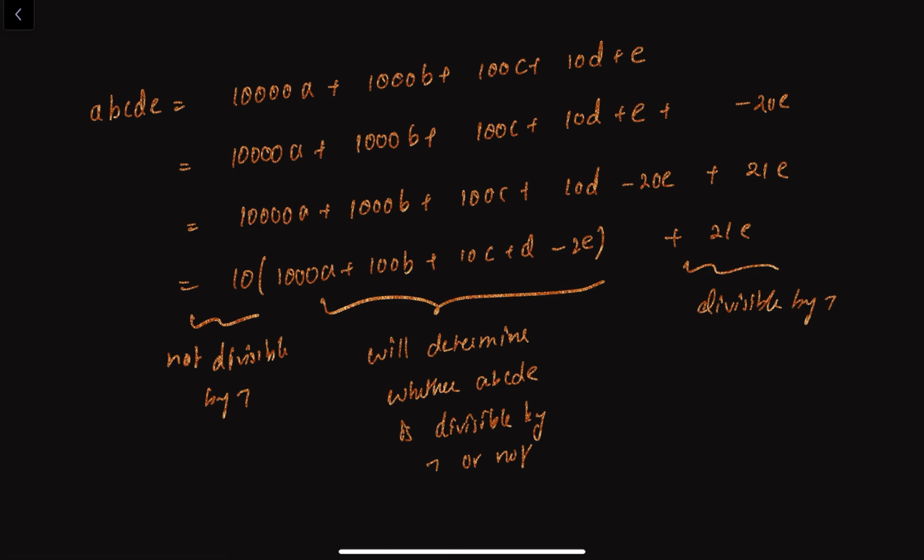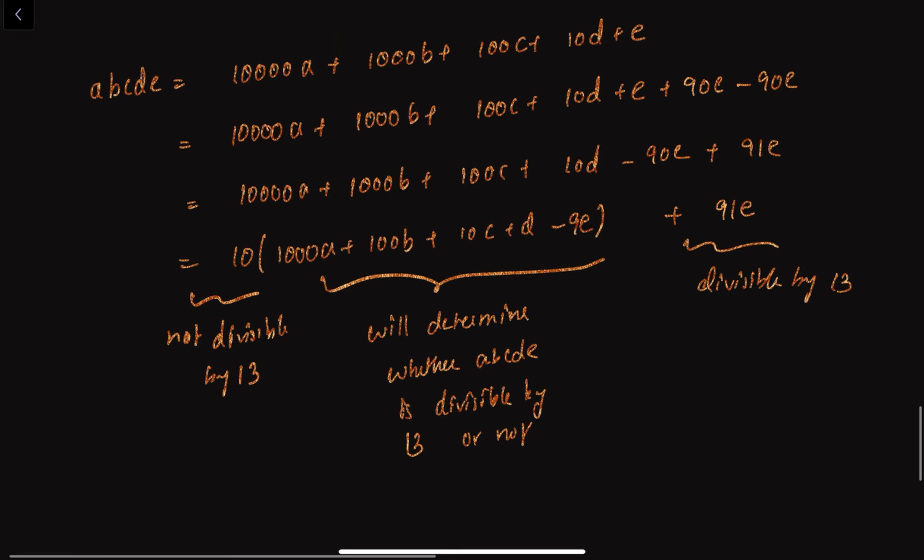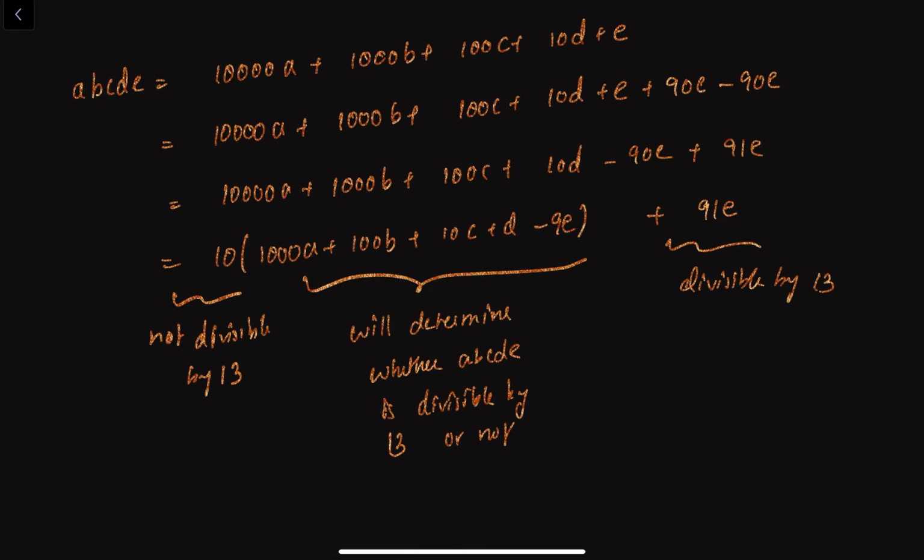So for 13, we can just add and subtract 91E here. So this will become minus 90E plus 91E, so this becomes minus 9E and this becomes 91E. This 10 is not divisible by 13 and this 91E is divisible by 13. So 1000A plus 100B plus 10C plus D minus 9E, if that part is divisible by 13, then this entire number A, B, C, D, E will be divisible by 13. So for 13, A, B, C, D minus 9E must be divisible by 13.